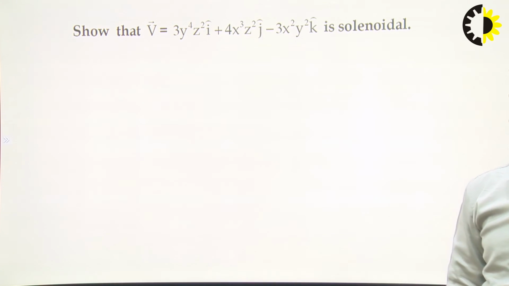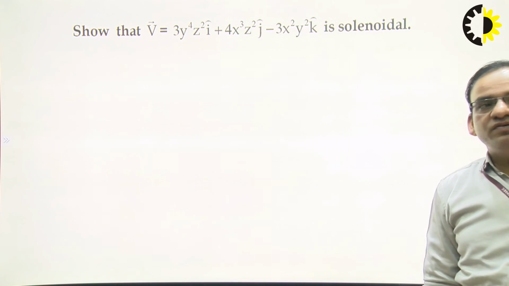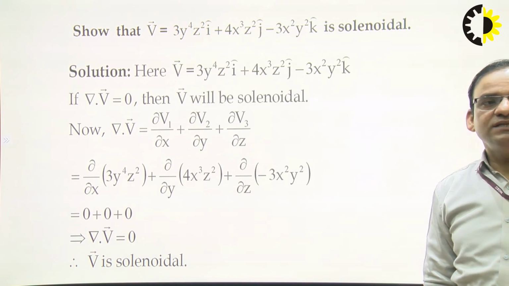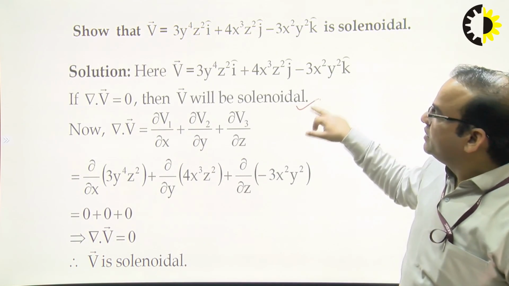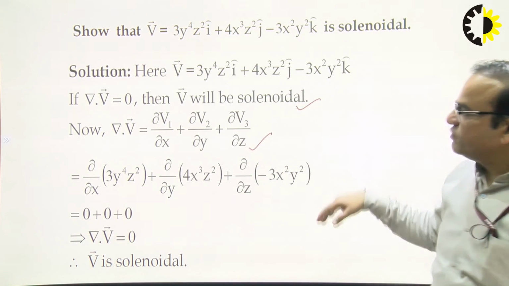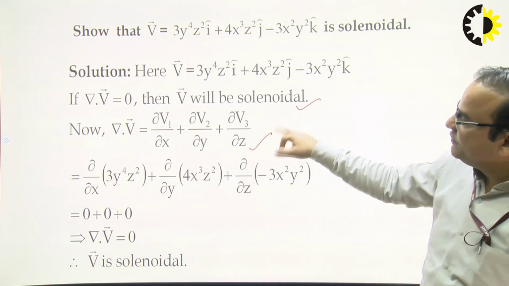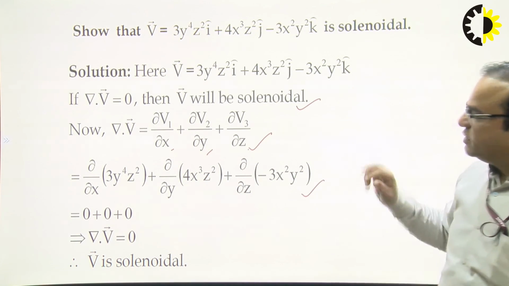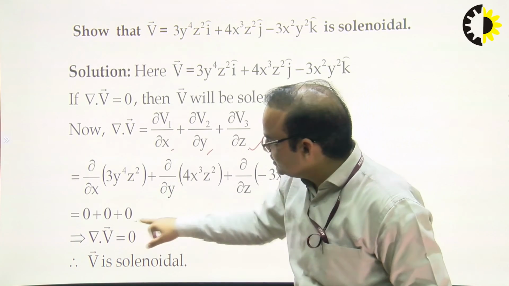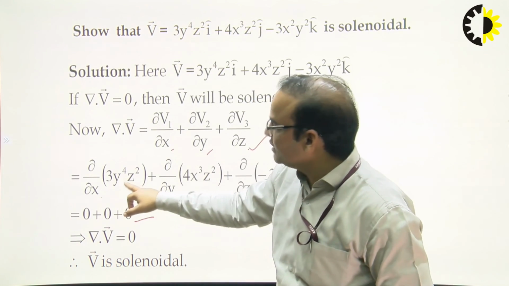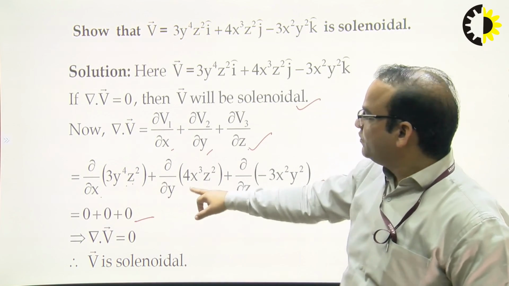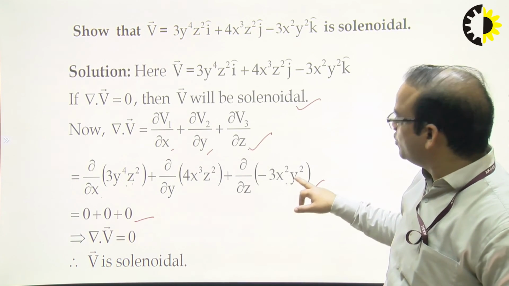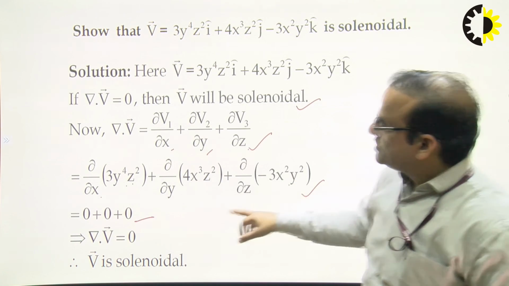Now, how can we show the vector is solenoidal? If we have the vector V and we have to show it is solenoidal, then we have to take its divergence, and solve it like we solved the vector F: differentiate with respect to X, then Y, then Z, and sum all these. After summing you will get 0. You can see if we differentiate with respect to X, there is no X, so this is the 0 component. With respect to Y, there is no component, and if you differentiate with respect to Z, there is no value for Z, so the result is 0.